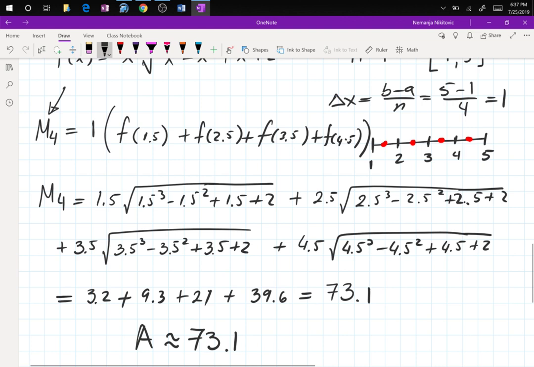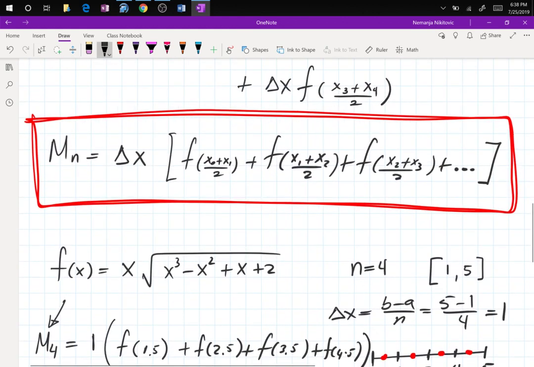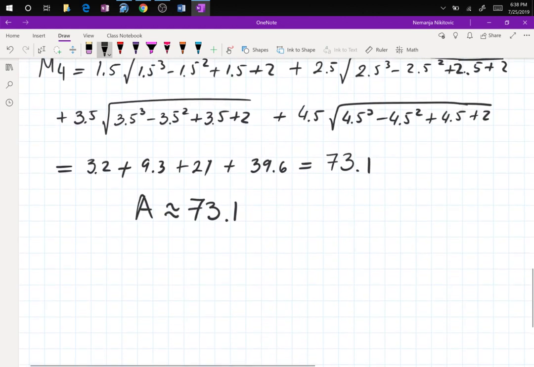The goal is to calculate the midpoint for each one, and then when you have the midpoint for each one, you just go and compute the function value to get your heights times the delta x, which is your width, and that's it. So you have your formula for midpoint. Next one is trapezoid rule.